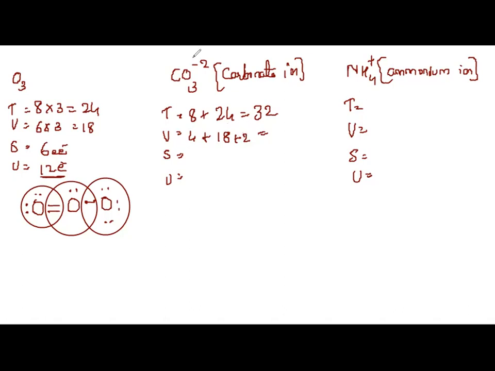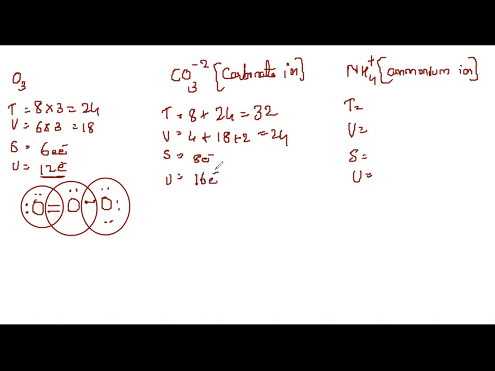You understood why I wrote plus 2? Because minus 2 means gain of 2 electrons. So 2 electrons are gained by this molecule. So plus 2, this becomes 24. Correct? How do you calculate shared electrons? It is 32 minus 24. How much do you get? 8 electrons. How do you calculate unshared electrons? V minus S. 24 minus 8. How much?